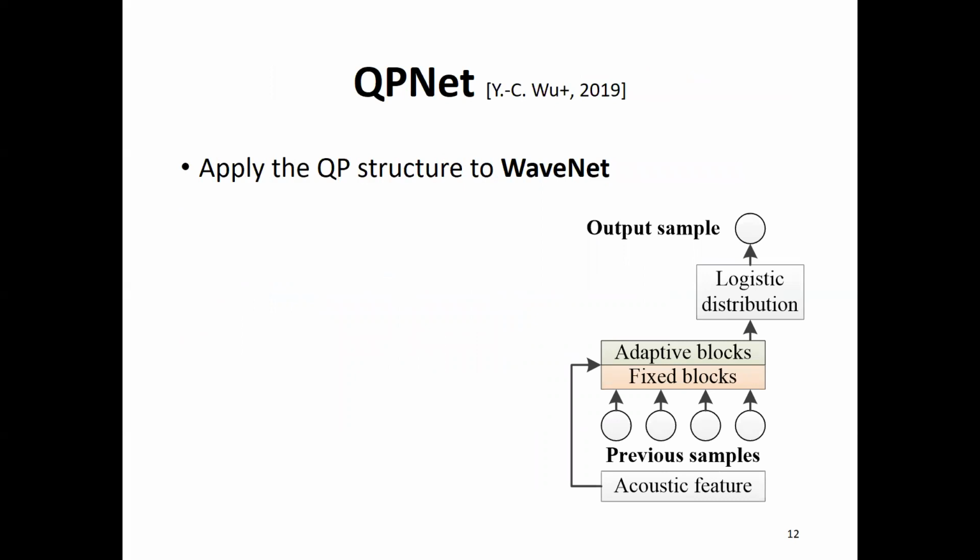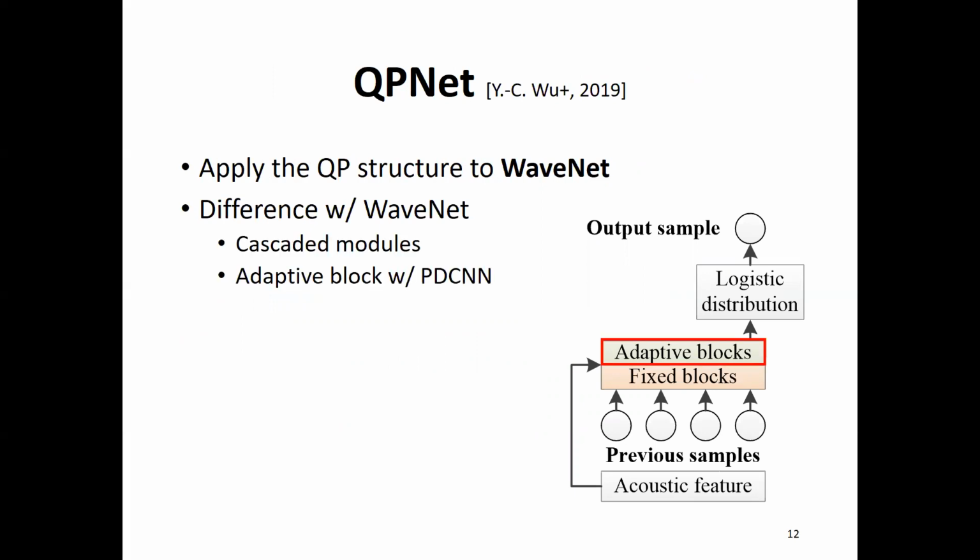First, we apply the QP structure to the WaveNet vocoder. The main difference from WaveNet is that QPNet replaces several fixed blocks of WaveNet with the proposed adaptive blocks to improve its pitch controllability and modeling efficiency. With the proposed QP structure, QPNet achieves similar speech quality and higher pitch accuracy than WaveNet, while the model size is half of that of WaveNet.